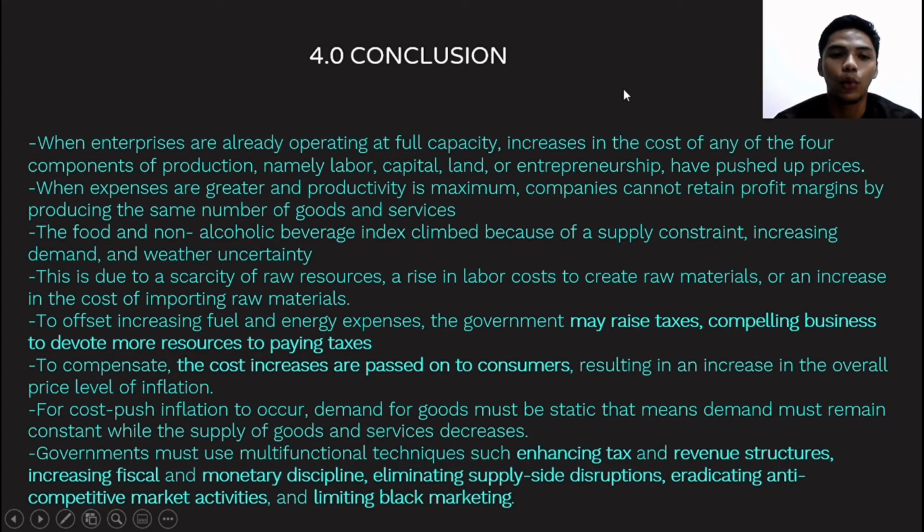Conclusion: when enterprises are already operating at full capacity, increases in the cost of any of the four components of production, namely labor, capital, land, or entrepreneurship, push up prices. When expenses are greater and productivity is at maximum, companies cannot retain profit margins by producing the same number of goods and services. The food and non-alcoholic beverage index climbed because of a supply constraint, increasing demand, and weather uncertainty.